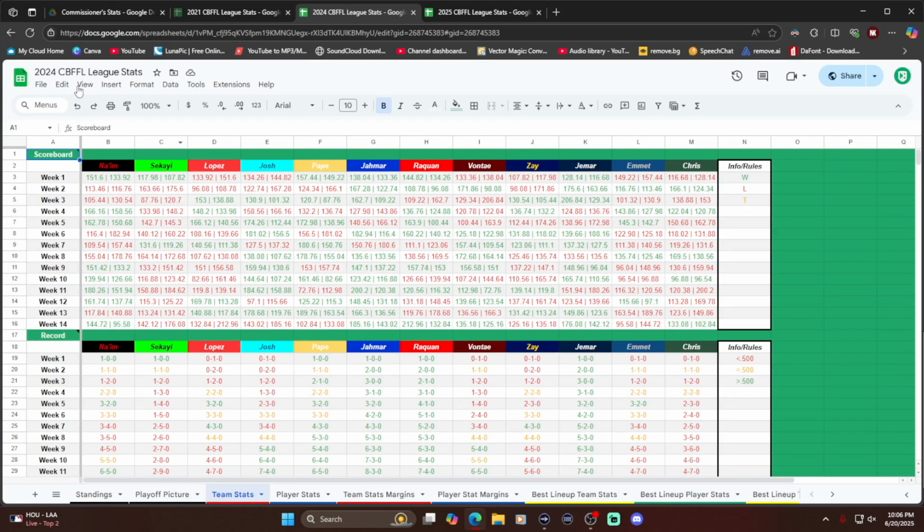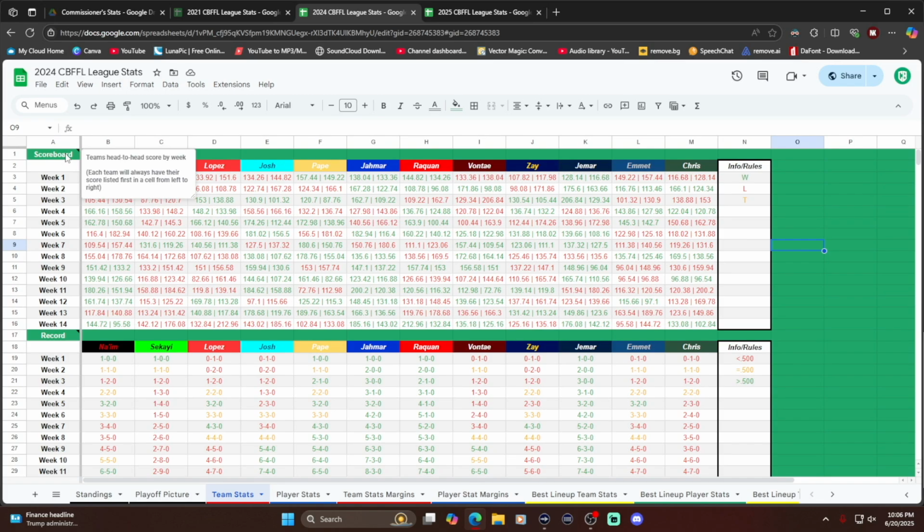So as you can see, the first thing that comes up is the scoreboard, and it just shows everybody's scores throughout the weeks and whoever the opponent was. Now it doesn't show you who the exact opponent was, but if you want to look around and find out, okay, who had 133.92, oh, it was Lopez. That's what you can see. And as you can see in the info on the rules to the right, if your numbers are green, that means you won that week. If your numbers are red that week, that means you lost. And if your numbers are yellow, that means you tied.